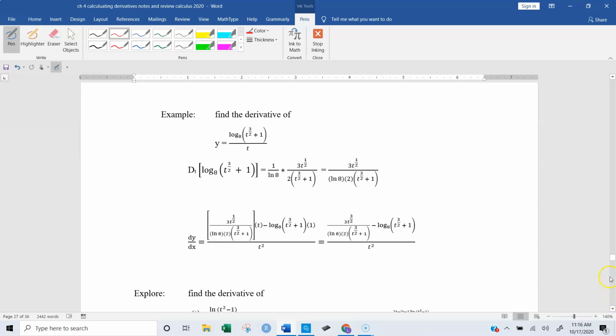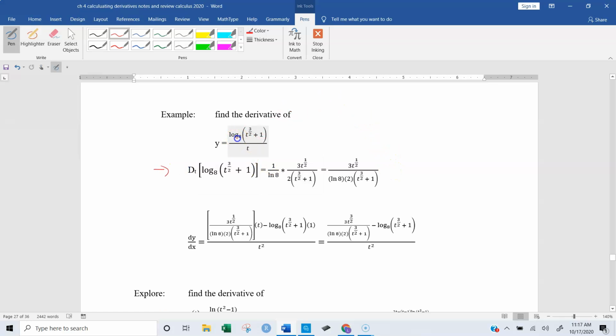All right, doesn't this guy just look lovely? He is really quite evil. So we have to do the quotient rule with the log rule. All right, so we have to take the derivative of this entire numerator. We have to figure out what that is. And I'm just breaking this down into steps because it is so large.